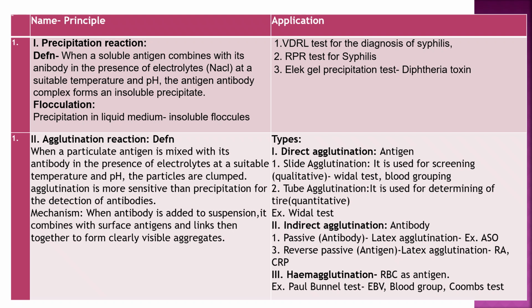Then indirect agglutination is for antibody detection. Passive agglutination is mediated by latex particles, for example ASO. Reverse passive is for antigen detection, so latex agglutination, examples are RA and CRP. When RBC is used as an antigen, it is called hemagglutination. Examples are the Paul Bunnell test for Epstein-Barr virus, blood group, and Coombs test.